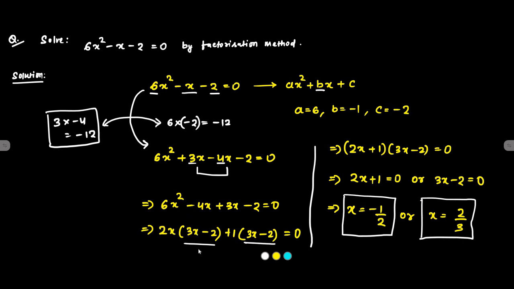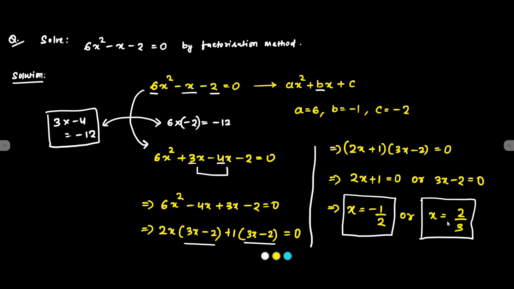So here we have factorized it. Here this is the common term in factorization, 3x minus 2. Then we just find the values of x which are possible. So here two roots, two values are possible. x can be equal to minus 1 by 2 or x can be equal to 2 by 3.